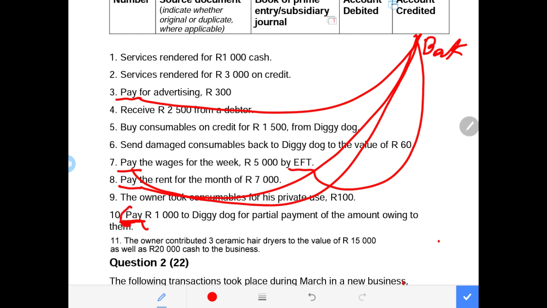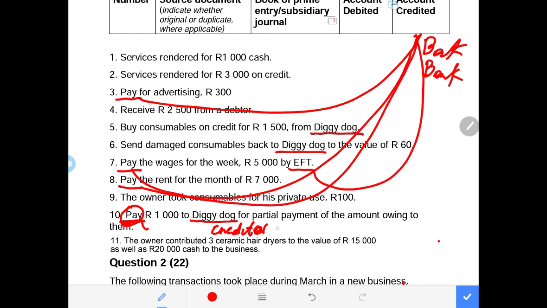What we know is that we paid. So the account to be credited will be bank. Then we ask ourselves, who did we pay? We paid Dodgy Dog. Who is Dodgy Dog? Dodgy Dog is our supplier, our creditor. The only time you'll pay a person who is your supplier later on is because you previously bought on credit.